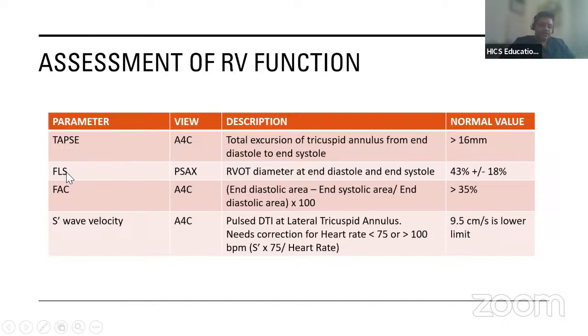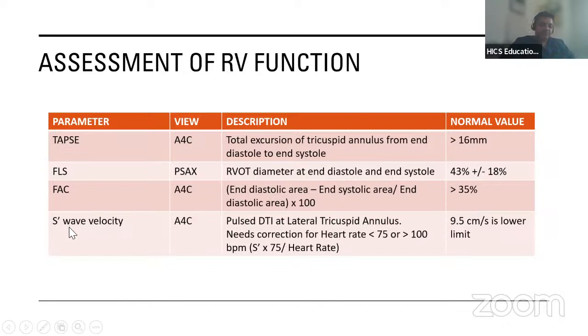The fractional length shortening of the RV can also be used by using the parasternal short axis view, where the right ventricular outflow tract diameter at the end of diastole and end systole is measured. The normal value is 43%. The fractional area change in the apical four-chamber view, which is the ratio of the difference between the end diastolic area and the end systolic area over the end diastolic area, expressed as a percentage, is the fractional area change, which is a surrogate of ejection fraction on the right side, and it should be more than 35%.